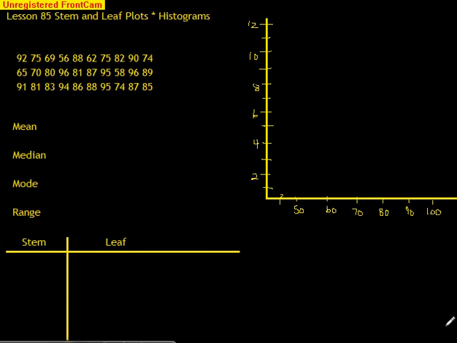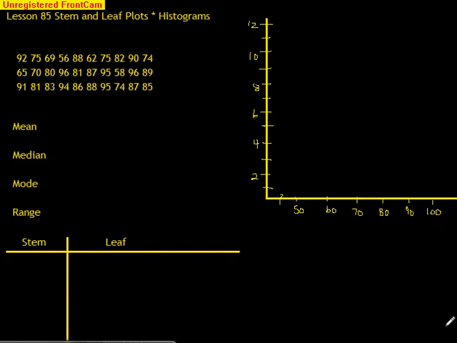Algebra 1ers, we're quickly going to do lesson 85. I don't think this lesson is very difficult at all, and I'm hoping that you've already seen some of this so we don't have to spend a lot of time on it. We're going to do stem and leaf plots for the first part, and then histograms.